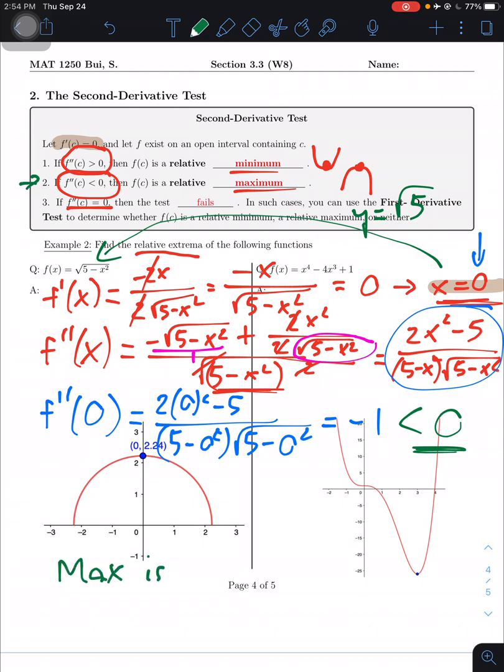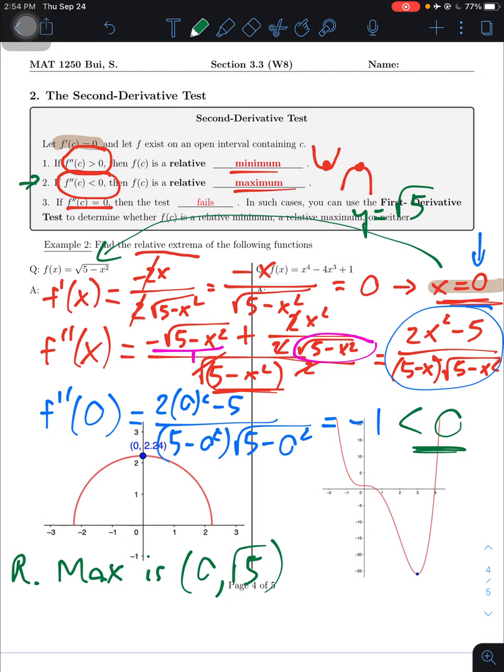It is (0, square root of 5). Okay, and in fact, this one is a relative maximum. It's not like an absolute maximum. And if you ask me, well, how do I know if that's all the relative extrema in here? Because the question is asking me to find all of them, right?